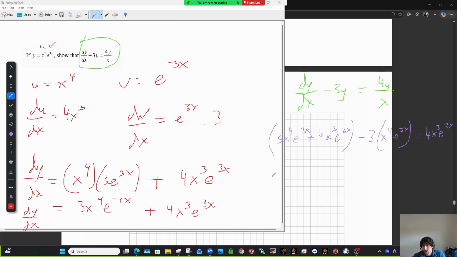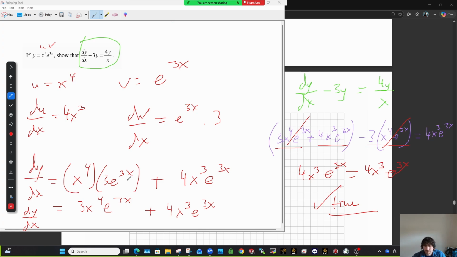So let's multiply this out and take it away. So you can see hopefully that we've got 3 of them there and we're taking away 3 of them here. So they cancel. And then you're left with 4x to the 3 e to the 3x there. And then that's supposedly equal to 4x to the 3 e to the 3x. Oh, but they're the same thing, so then it's true.